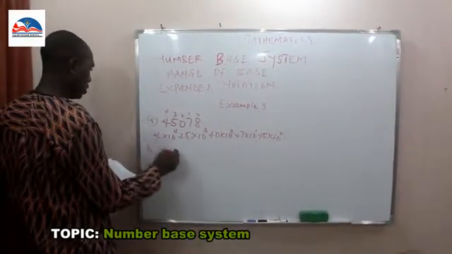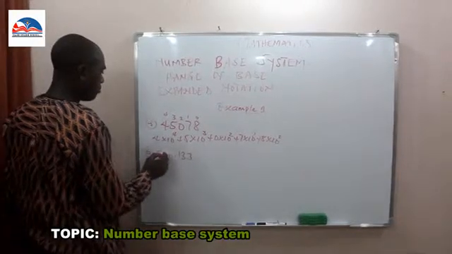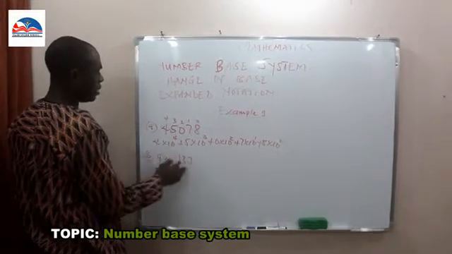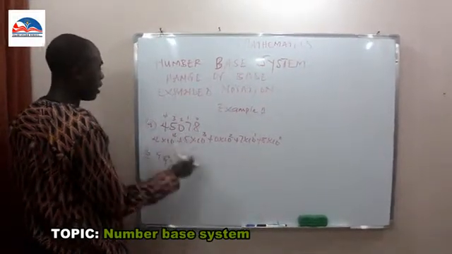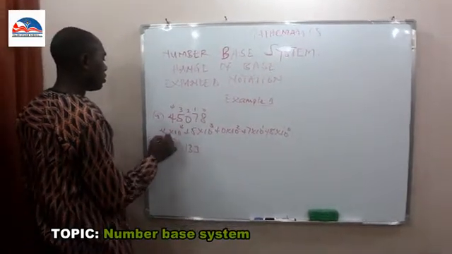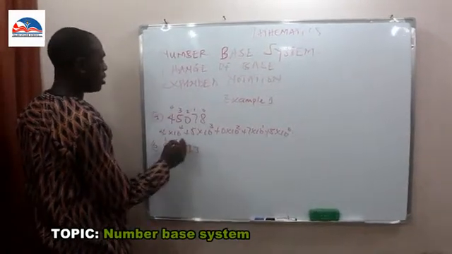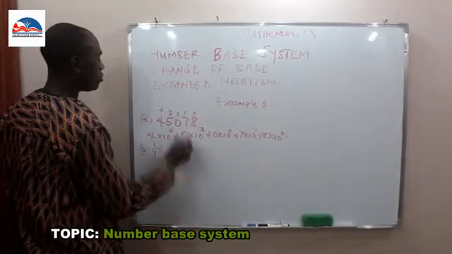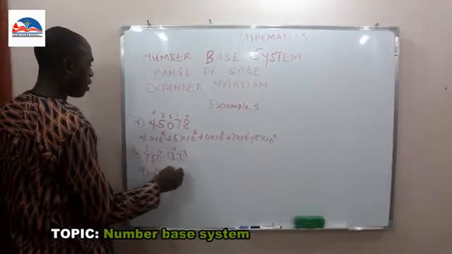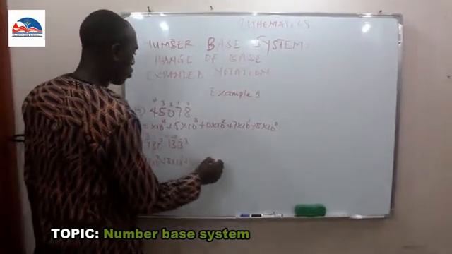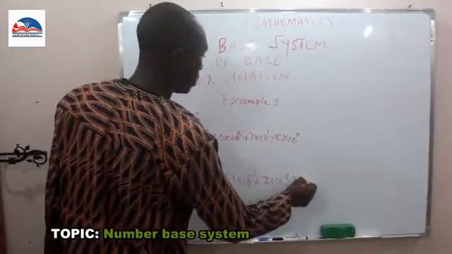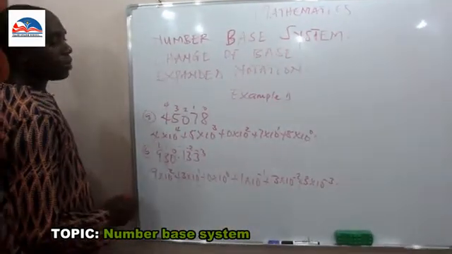The second question, 930.133. We label from here. This is having decimal, so there is a way you will label the decimal different from the whole number. This is a whole number, right? After this point it becomes decimal number. So from here you still label as normal 0, 1, 2, but after the decimal point, start labeling -1, -2, -3. So from here now you start: 9 times 10 raised to the power 2, plus 3 times 10 raised to the power 1, plus 0 times 10 raised to the power 0, plus 1 times 10 raised to the power -1, plus 3 times 10 raised to the power -2, plus 3 times 10 raised to the power -3. This is just an expanded notation of this.